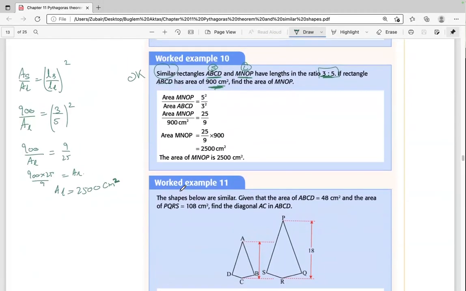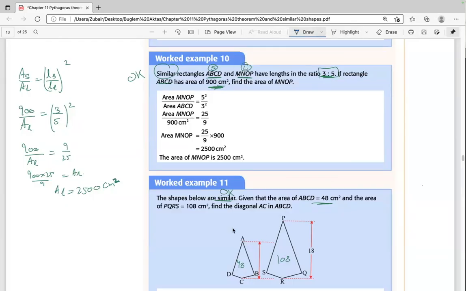So let me hide that. The shapes below are similar, given that area ABCD is 48. And sometimes I like to write it on the shape, because it's confusing going back again and again. The area of PQRS is 108. Find the diagonal AC in ABCD. So we do know that they are similar and we accept it. Areas are given, one of the sides is given, we can find the other side.